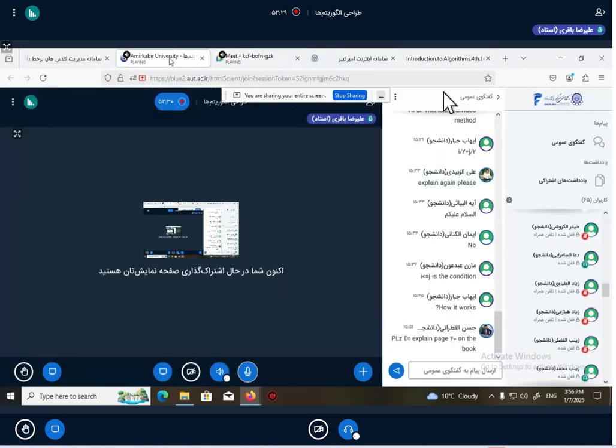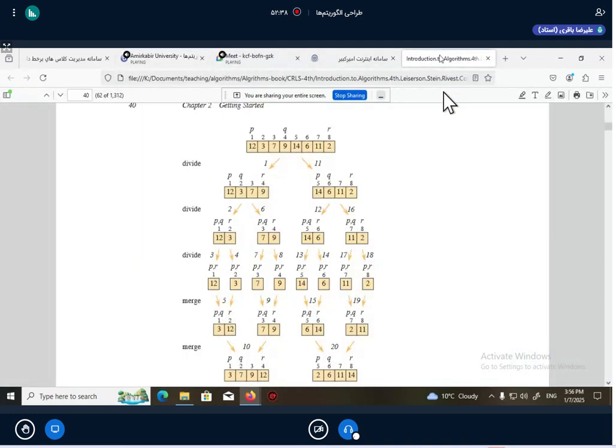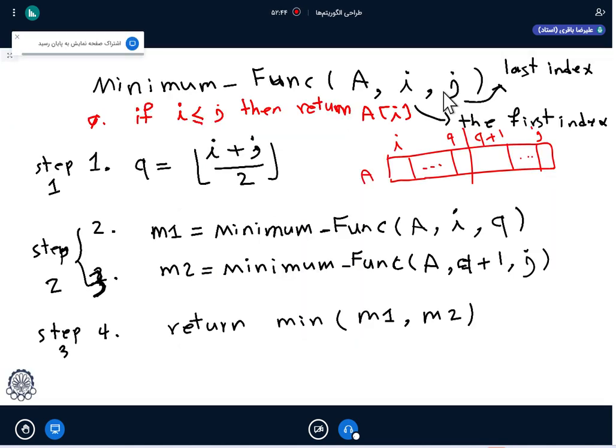Let me explain the algorithm at first, then we are going to this picture, and I am going to explain the example. Okay, so please let me go back to our slides.